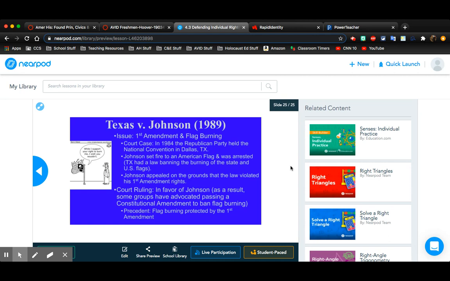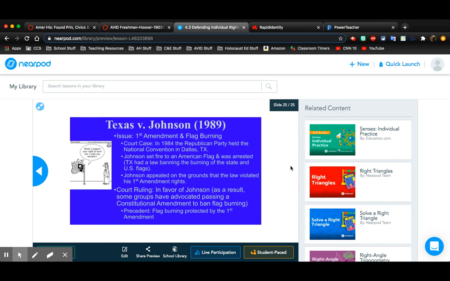There was a man whose last name was Johnson who set fire to an American flag and was arrested for it. And he said that should not have happened. That's me expressing myself, freedom of expression, freedom of speech. The Court ruled in favor of Johnson, saying that people absolutely have the right to burn the flag if they want to. You may not agree with it, but that is a right that you have. And so flag burning was protected by the First Amendment, freedom of speech, and freedom of expression.